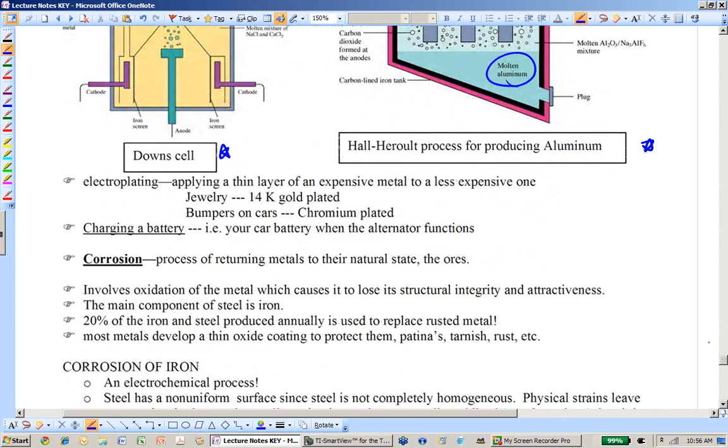Electroplating is a big industry as well, where we apply a thin layer of an expensive metal to a less expensive one so that it's pretty and shiny and doesn't corrode and doesn't tarnish or oxidize. So we've already talked about 14-karat gold-plated jewelry and chromium being plated onto bumpers and mirrors and running boards and decorative pieces on automobiles, to name a few.